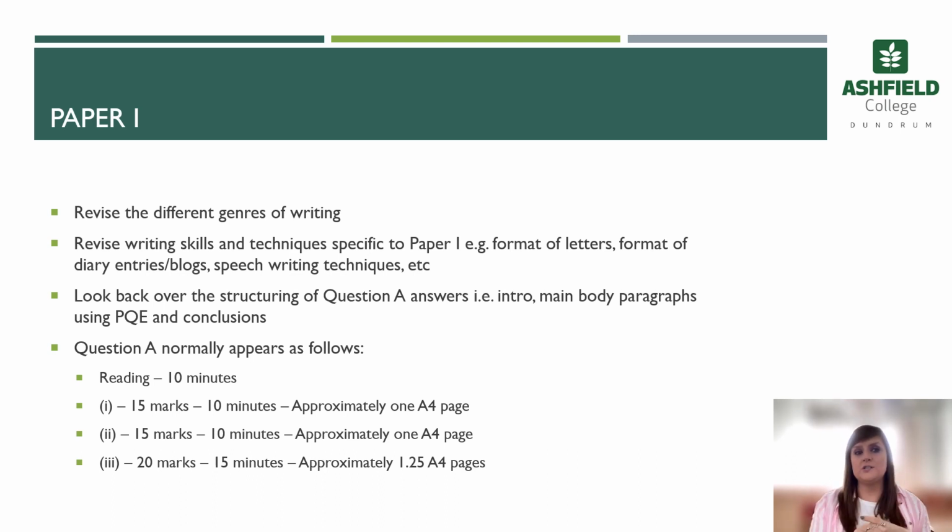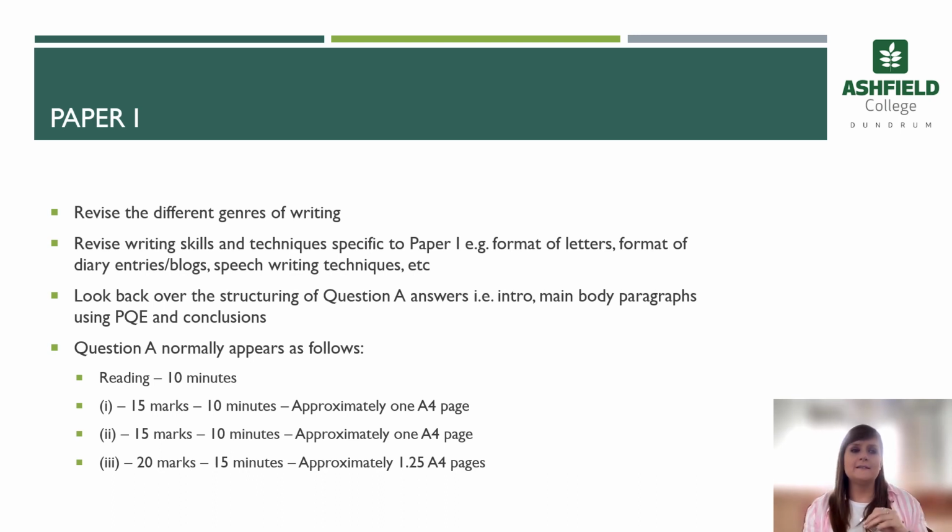Question 1 and question 2 are normally 15 marks each. That means that you've got 10 minutes to write both of them, and your answers should be somewhere around an A4 page in length, give or take. That's just kind of a ballpark figure. Obviously, some of you might write a little bit less, some of you might write a little bit more. Again, it'll depend on things like your handwriting size, etc.